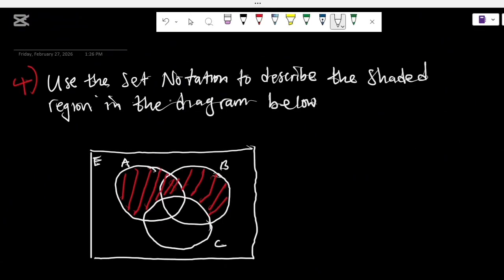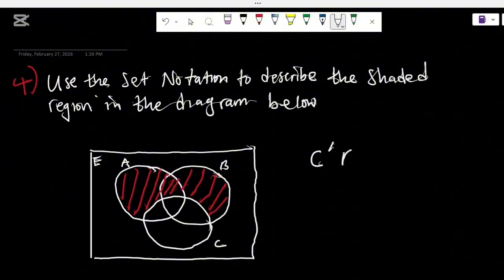Question 4. Use the set notation to describe the shaded region in the diagram below. Now, you will notice that this is the universal set, and we have, as usual, set A, set B, and set C. Notice that the regions that have been shaded here are part of set A and set B, and set C has been completely excluded. So that means that, as opposed to our previous questions, set C here has been excluded. The members of set C are not shaded, so set C is a complement.